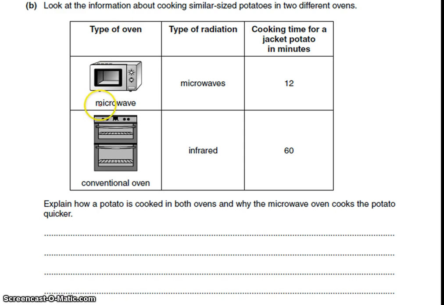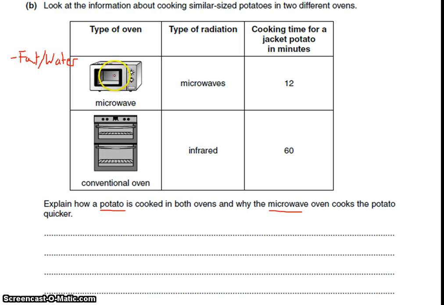The next question is about cooking with food, and it's comparing microwaves and conventional ovens. So it says, explain how potato is cooked in both ovens. So effectively the question is asking, how do these 2 objects cook food? But then you've got to also explain why microwaves cook the potato quicker. So when you're talking about microwaves, you need to recognise that microwaves will penetrate into the potato, and the microwaves will be absorbed by the fat and water molecules in the potato. That's what absorbs it. So it increases their kinetic energy.